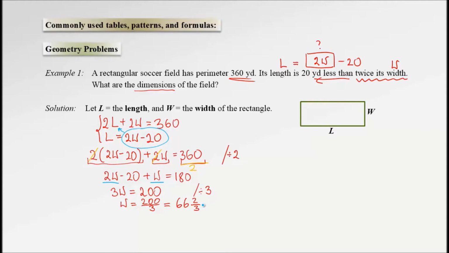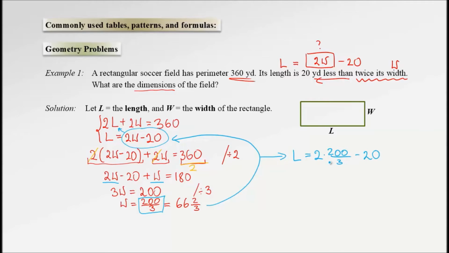Okay, but we also need to find the length because we've been asked for both dimensions. So let's take this w, maybe in an improper fraction form because it will be easier to calculate, and plug it into the substitution equation in order to find what the length is. So length equals 2 times w, but w is 200 over 3. 200 over 3. And then minus 20.